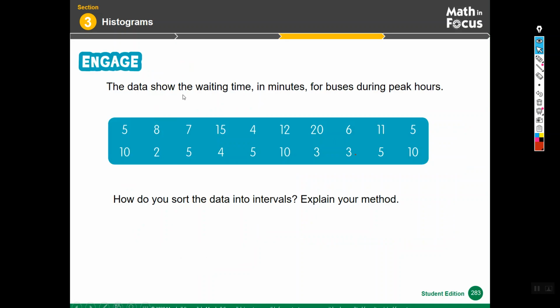Okay, so the data shows the waiting time in minutes for buses during peak hours. How do you sort data into intervals? Explain your method. I want you to maybe pause and think about how you should sort your data into intervals. What's the best way to do that?